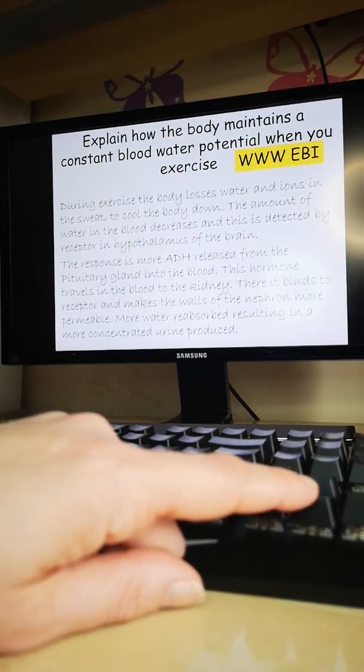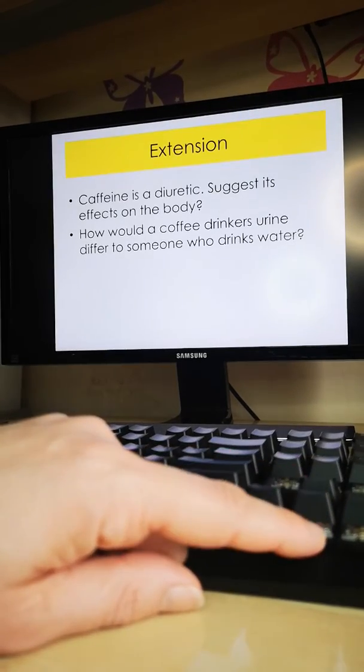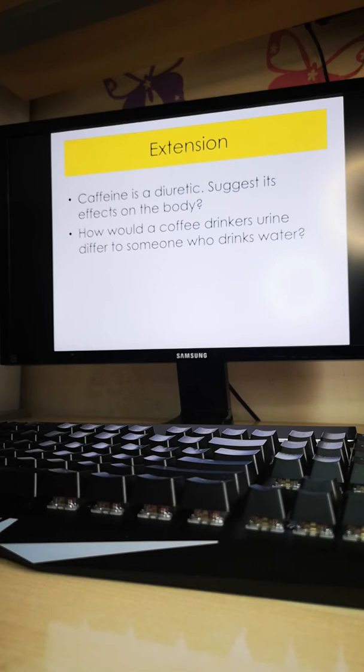So that's our osmoregulation. There's loads of AO2 on this, absolutely loads. So if you think about just caffeine, and you know that that's a diuretic, and anything you're told is a diuretic, it's going to have the opposite effect, if you like, to the antidiuretic hormone. Suggest its effect on the body. So we know a little bit about caffeine. So what do we think would happen if someone drinks caffeinated drinks? What's going to be the effect on the nephron?